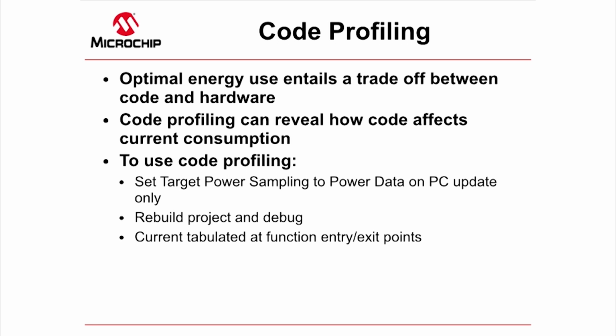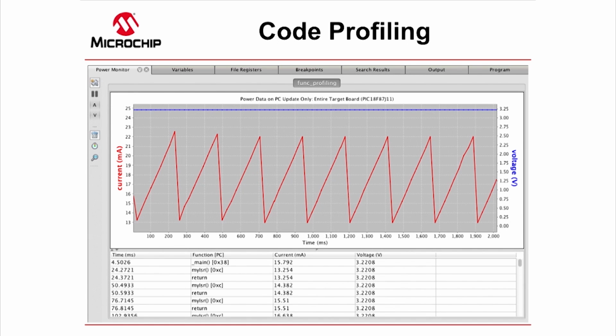After I pause execution, you can see the function profiling information tabulated beneath the current and voltage graph in the Power Monitor window. The name of the function being entered is shown, along with the program counter value where the function's entry routine is called. The name return is shown where the previously listed function exits.